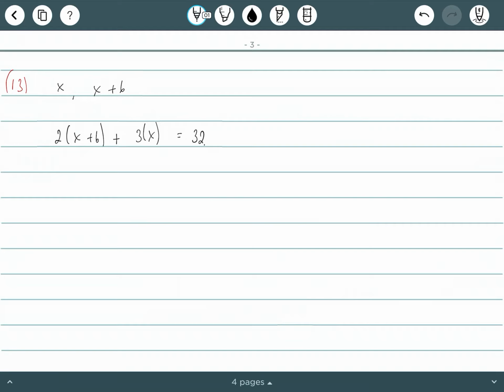So let's multiply out this first of all. So 2 by x is 2x, and 2 by 6 is 12, and 3 by x is 3x. Okay, 2x plus 3x is 5x, plus 12 is equal to 32. Move that 12 across, it's going to become a minus, lads, isn't it? So 32 minus 12 is 20. Divide both sides by 5, and we get x is equal to 4. The two numbers, you go back to the top, x is 4. Well, 4 plus 6 is 10. So there are your two numbers, 4 and 10.